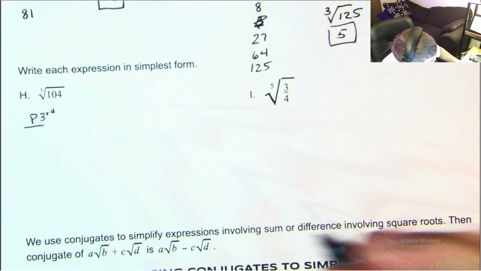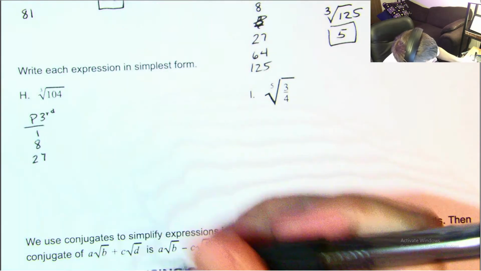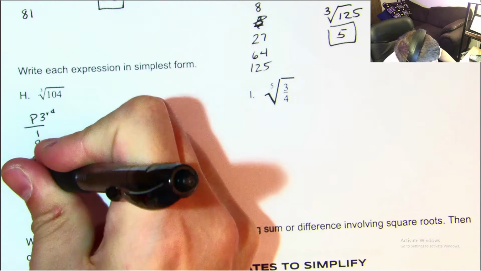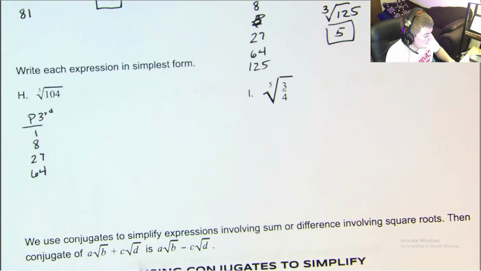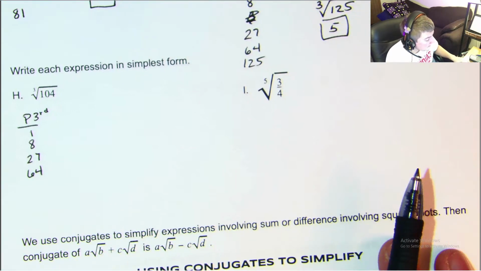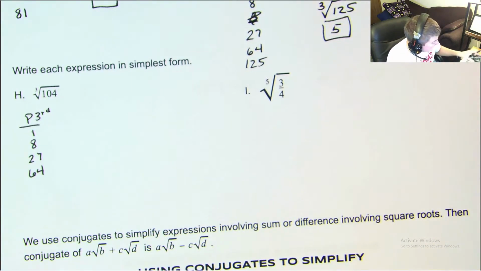I'm just going to go ahead and list them. 1, 8, 27, 64, and then I'm not even going to write 125 because I already know 125 is more than 104, so we would have gone too far at that point. Okay, so I just want to see which one of these numbers divides into 104.